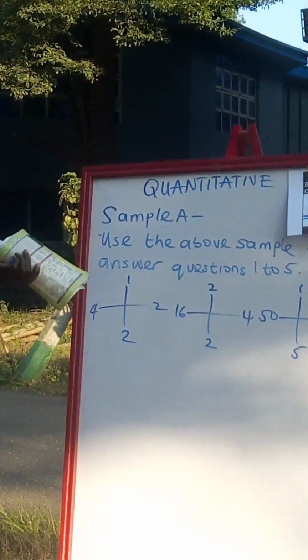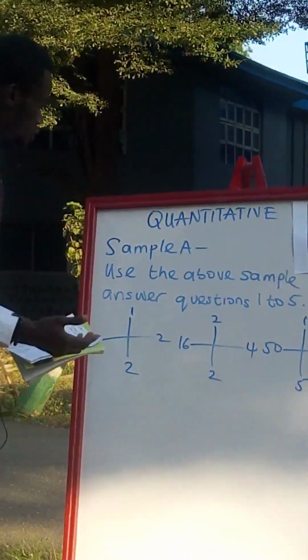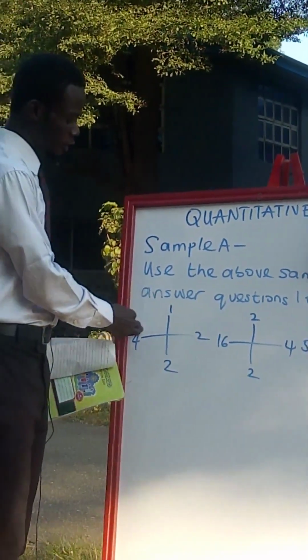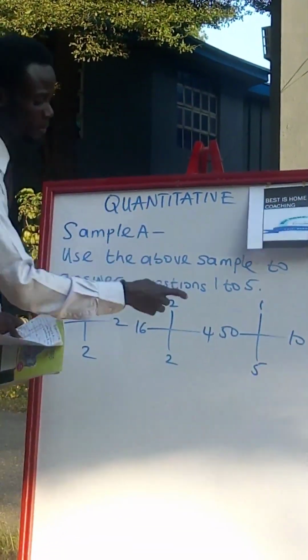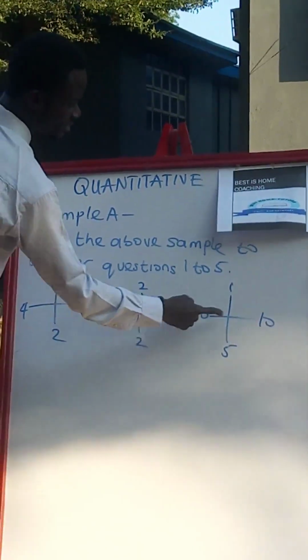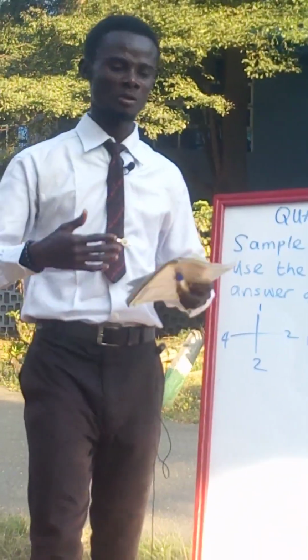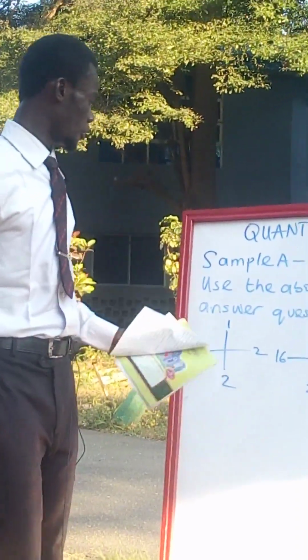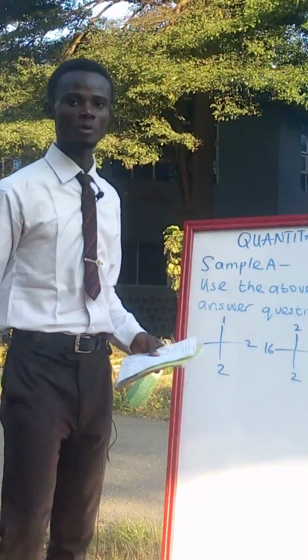So now first things first, you'll be profiling the solution. The samples are 1 4 2 2, 2 2 16 4, and the last sample is 1 5 10 50. Now the first thing is you'll be asking yourself, how did they get 4? How did they get 1? How did they get 2? How did they get 2 again?